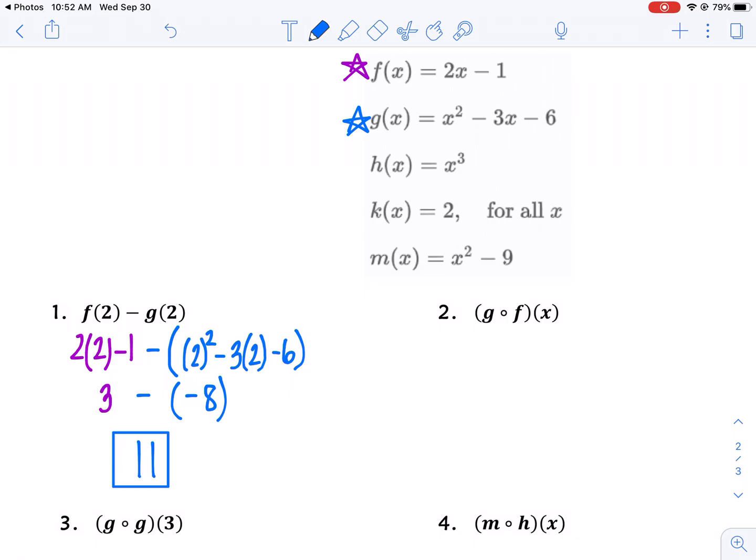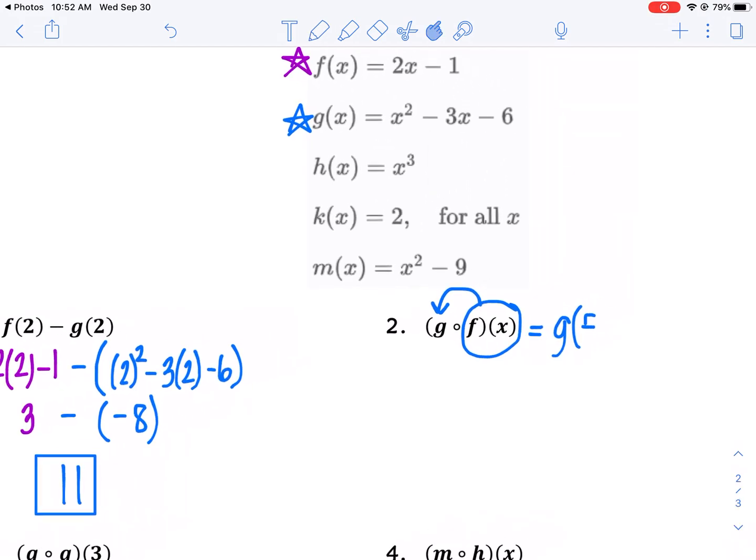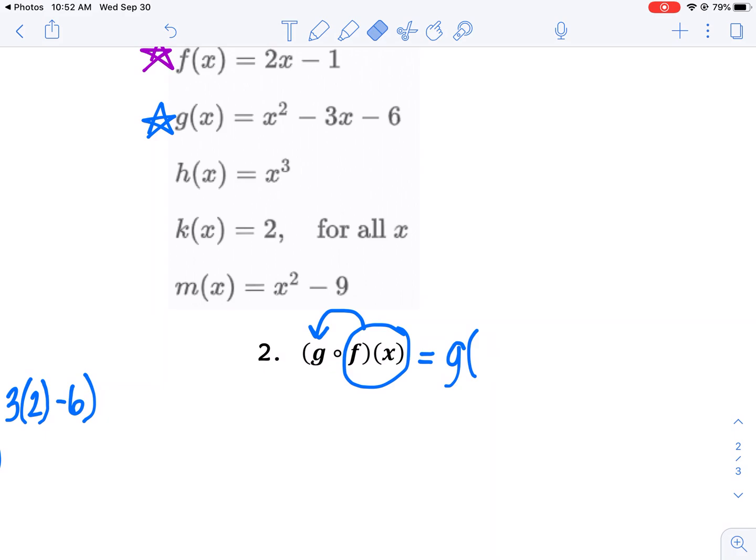Next one is g of f of x. You're going to take f of x and replace it into the g. It's going to look like g of f of x, right? We're taking that whole function and putting it inside.